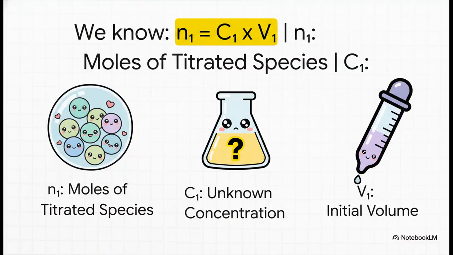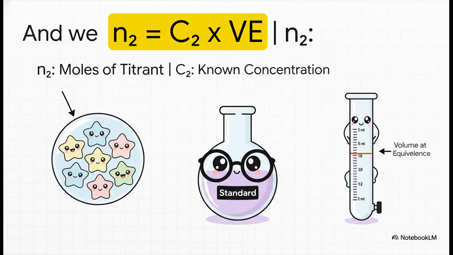Okay, now we can start plugging things in. You probably remember that moles equals concentration times volume. So for our analyte, species 1, its moles, N1, equals its unknown concentration, C1, times the initial volume we put in the flask, V1. That C1 is the prize. It's what we're trying to solve for. And we do the exact same thing for the titrant, species 2. The moles we added, N2, equals its known concentration, C2, times the volume we added from the burette to get to that equivalence point. We call this special volume VE. And it's the key value we actually measured during the experiment.